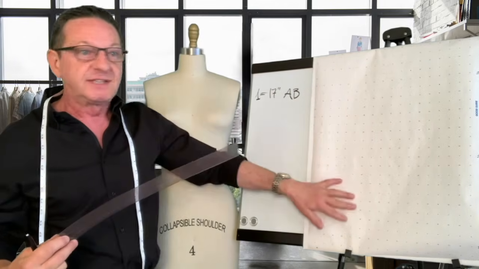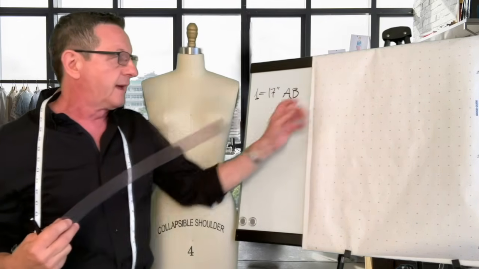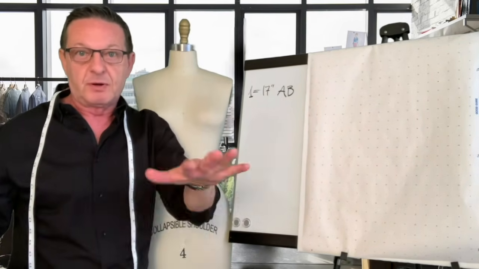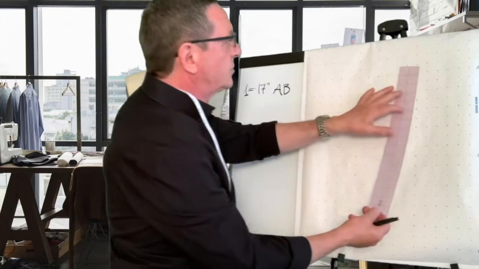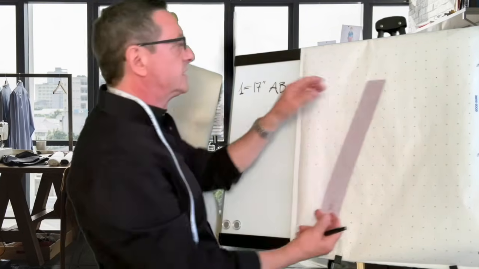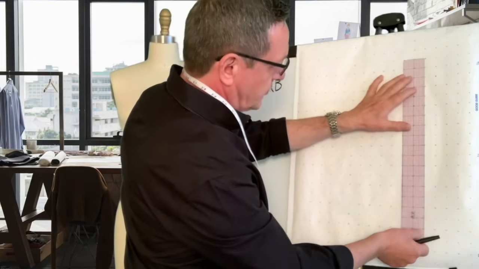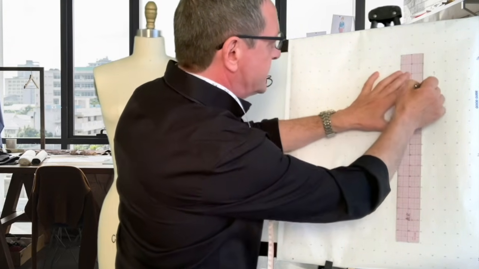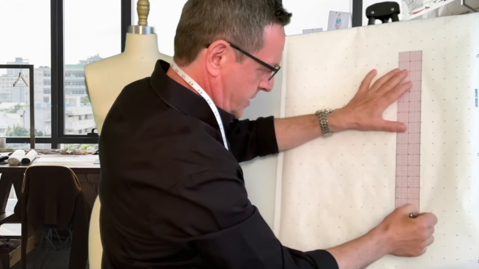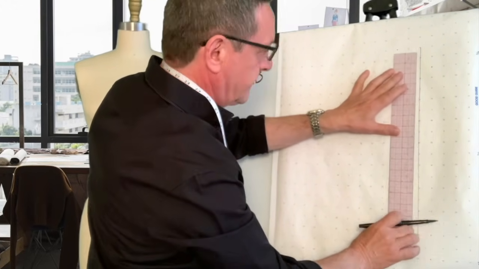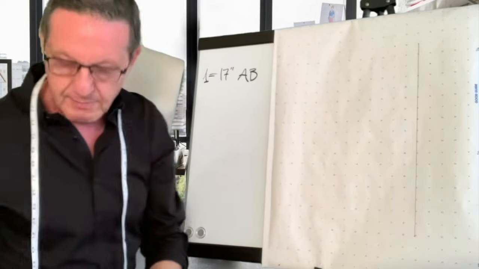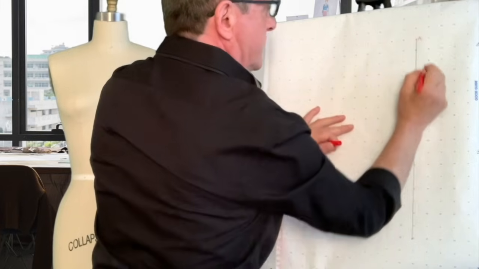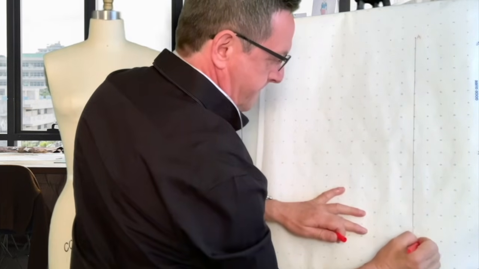So I'm going to use this paper, this board, and this dotted paper. You will use your table and your paper on your table. So I'm going to take this measurement, 17 inches, and draw a straight line measuring 17 inches, which is right there. Okay? So I'm going to label this A and B.